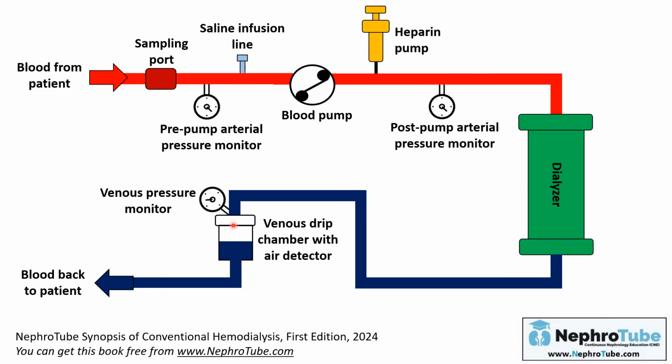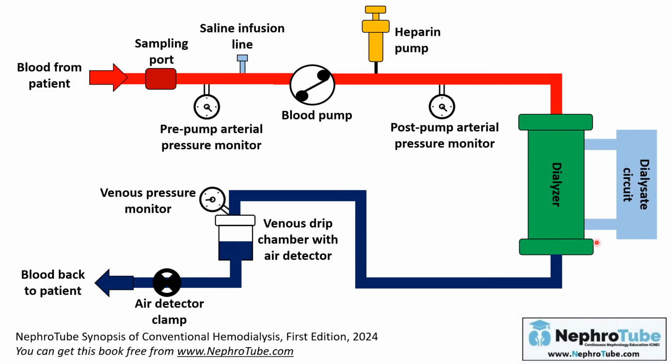At the venous drip chamber, there is also a pressure monitor for the venous pressure. And finally, below the venous drip chamber, there is an air detector clamp that we will discuss also later at the end of this lecture. Finally, as we mentioned in the first lecture, in the dialyzer, the blood flow is in parallel to dialysate flow. The dialysate enters the dialyzer from the dialysate circuit, and the dialysate circuit will be discussed in detail starting from the coming lectures.